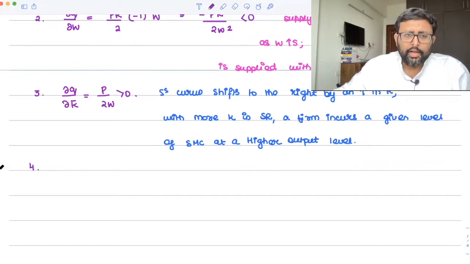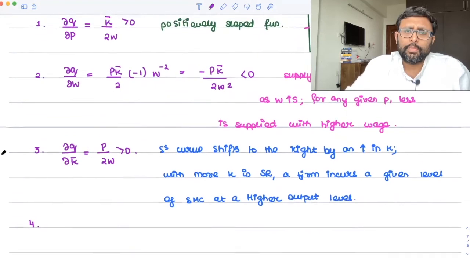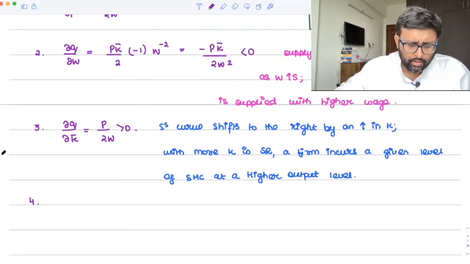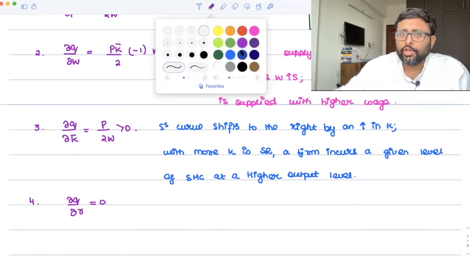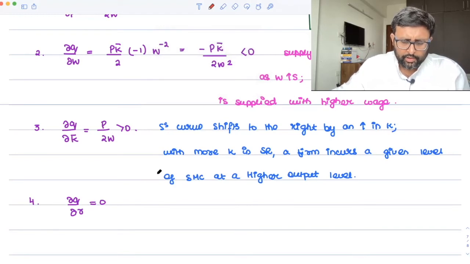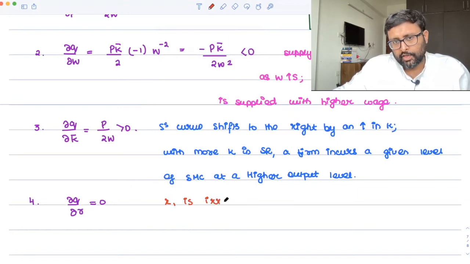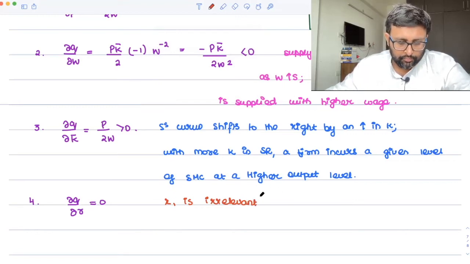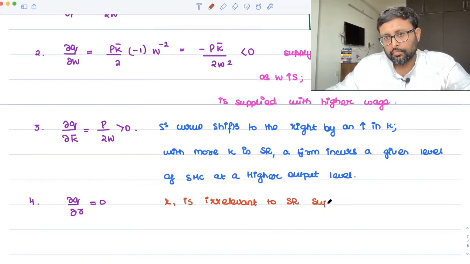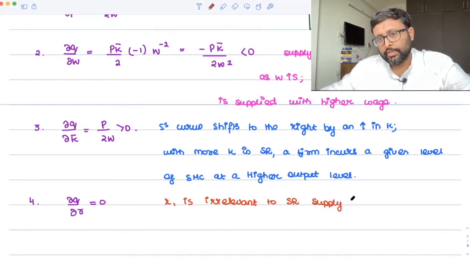Then, if the rental rate of capital is going to increase, it won't matter at all, right? Because that is a component of only the fixed cost. So it is not going to shift the supply curve at all. The change in the rental rate of capital won't matter at all. So R is irrelevant to the short-run supply decision.